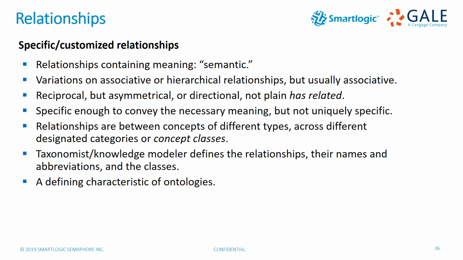These relationships would apply to a whole class of terms, which then brings up the next issue of concept classes. You would designate a class of concepts that has a certain relationship to another, and that's what the taxonomist or knowledge modeler does. I'll show an example on the next page. Customized relationships are a defining characteristic of ontologies, but you don't have to follow everything to make an ontology. You might just decide you need a few customized relationships.